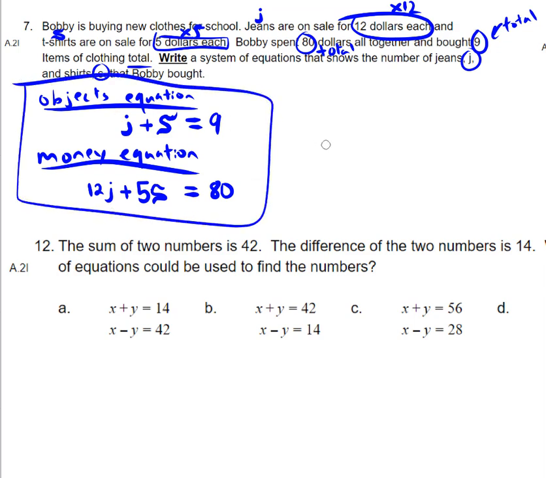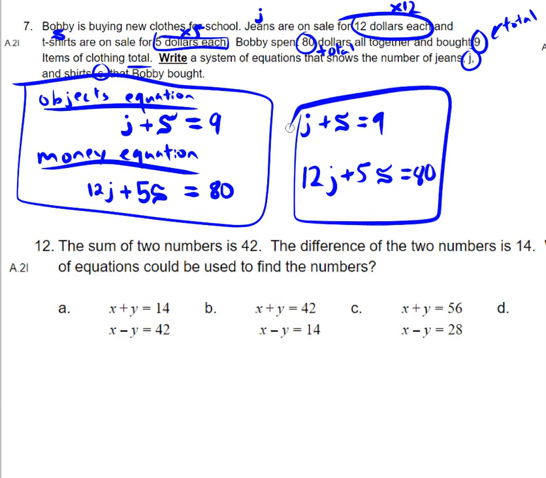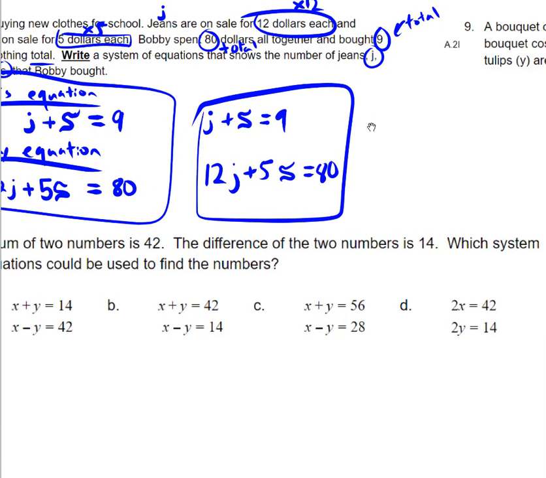If you were trying to fit that all on the test, you could just write J plus S equals 9. I find it always hard to differentiate an S from a 5. And then I would have 12J plus 5S equals 80. Okay, so this would be what I would write on my test in that little box that we have. All right, so that's a system of equations for Bobby.